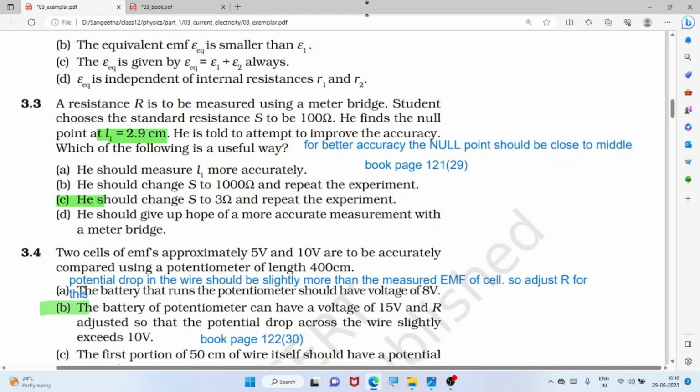So the 2.9 cm is around 3 ohms, because there are 100 centimeters in 1 meter. The 100 ohm divided by 100 divisions is around 1 ohm per centimeter approximately. So 2.9 is around 3 ohms. Actually, for better accuracy, R by S should be around 1. So he has to replace it with a 3 ohm resistance. Then only it will be more accurate.